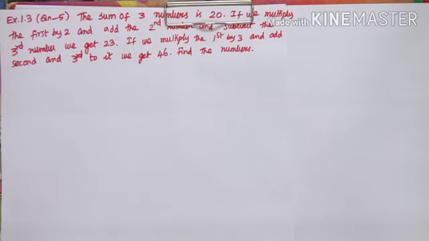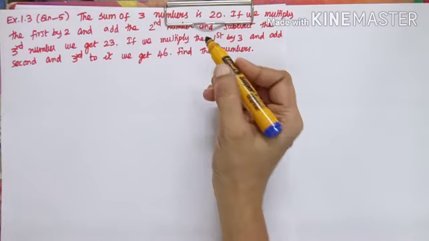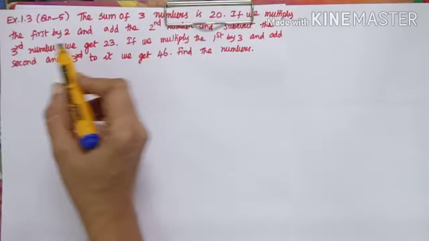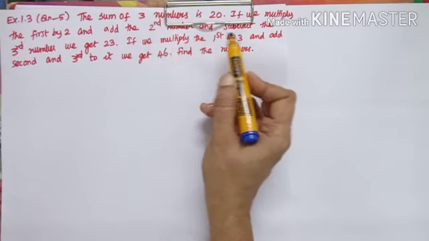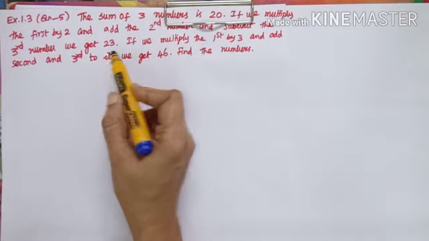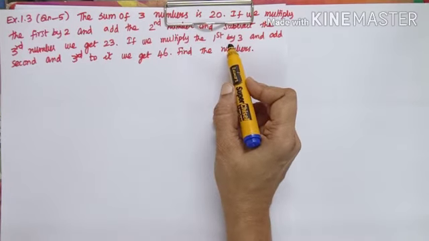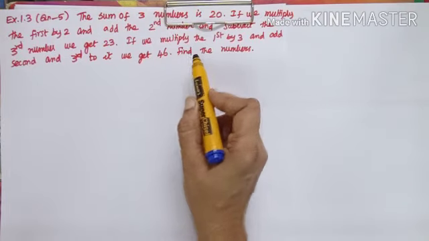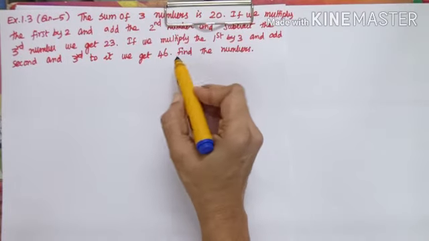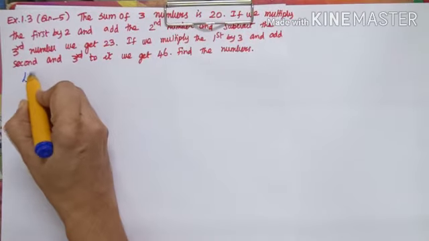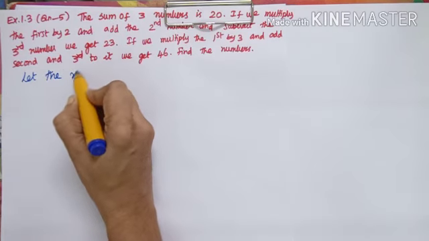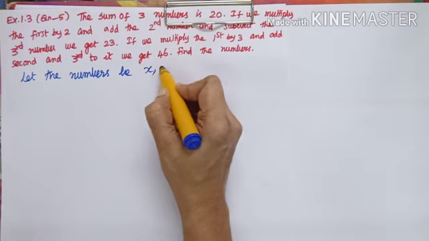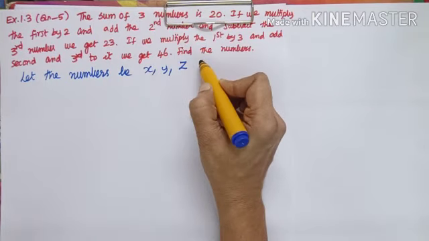Question number 5. The sum of three numbers is 20. If we multiply the first by 2, add the second and subtract the third, we get 23. If we multiply the first by 3 and add second and third to it, we get 46. Find the numbers. So this line tells me let the numbers be. How many numbers? 3 numbers. So call them X, Y and Z.